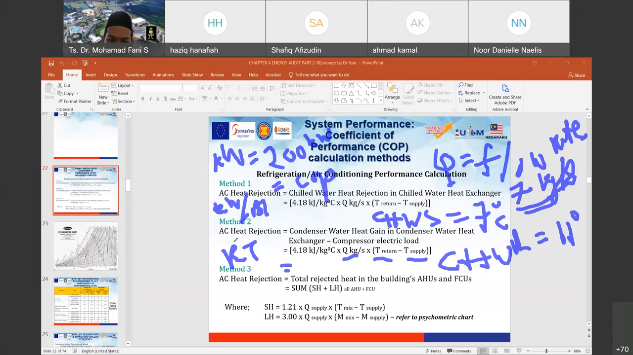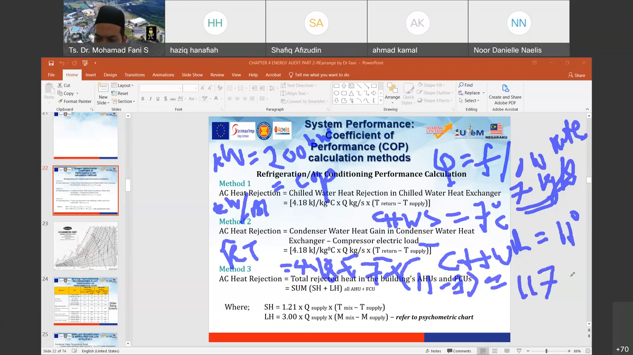Calculate the RT first. How much do you get? So 4.18 multiply with 7 multiply with 11 minus 7. How much do you get? 117.04 refrigerant ton.